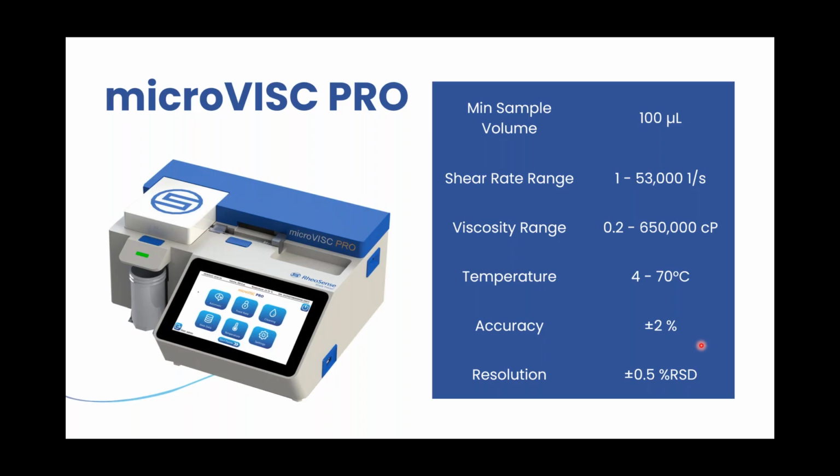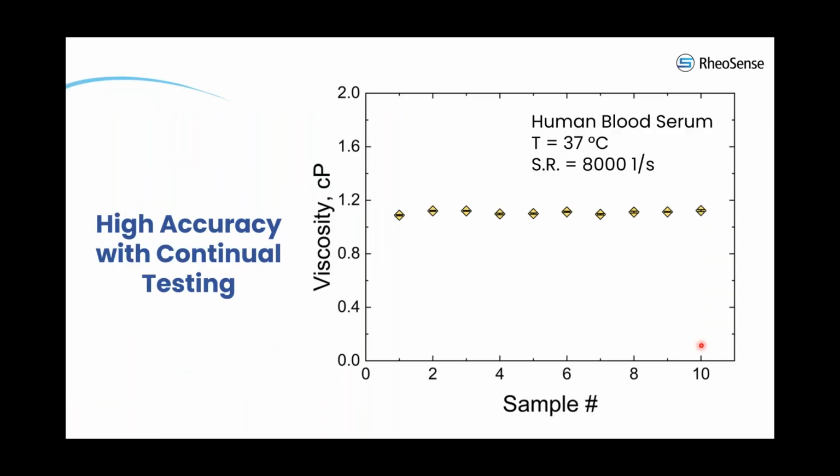And this kind of technology is, I would say, unparalleled in accuracy and repeatability when you're measuring low viscosity samples like blood serum. So here are results that we got using the microVISC Pro. We measured 10 separate blood serum samples, all came from the same source. So we should expect the viscosity to remain consistent, right? Which is in fact what we saw with the microVISC Pro.